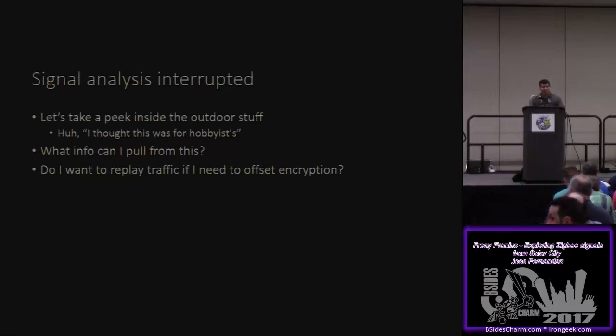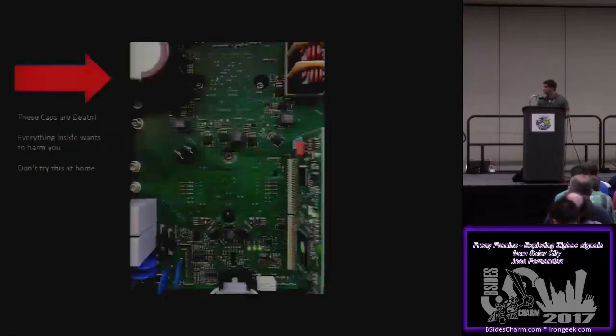So I decided to take a peek at the things that are outside, right? What's in the device? Because there's a physical security problem with it, so let's open it up. And what information can I pull from it? I kept thinking, there's encryption involved and stuff like that. Do I really want to offset and do all this stuff? Let me figure out what's there first.